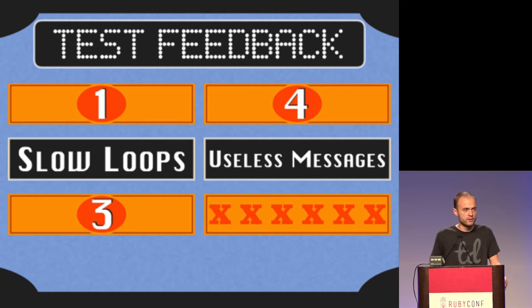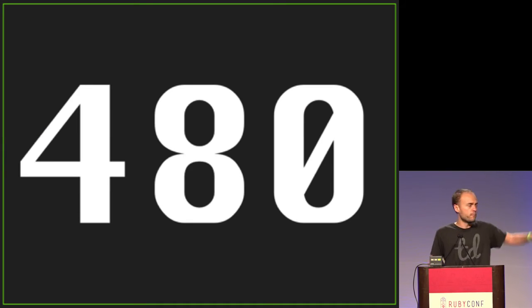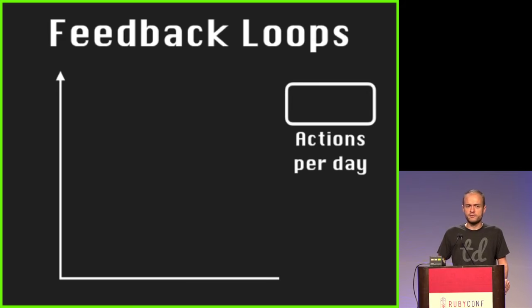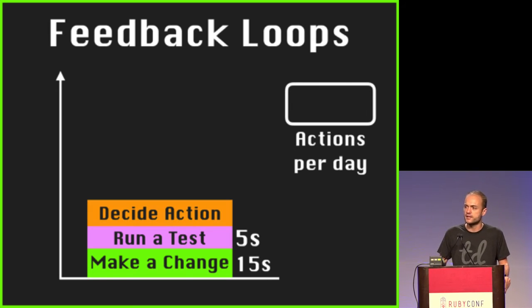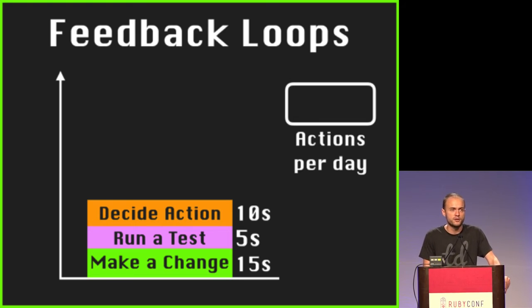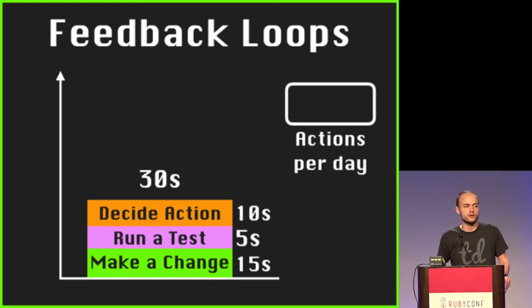Next up, because we talked about productivity a little bit, let's talk about slow feedback loops. 480 is an interesting number. 480 is the number of minutes in an 8-hour workday, and I think about this number a lot. So when I'm looking at my own feedback loops, let's say it takes me 15 seconds to change some code, 5 seconds to run a test, 10 seconds to decide what I'm going to do next. That's a 30-second feedback loop. And that means in an 8-hour workday, I have an upper bound of 960 thoughts that I'm allowed to have.